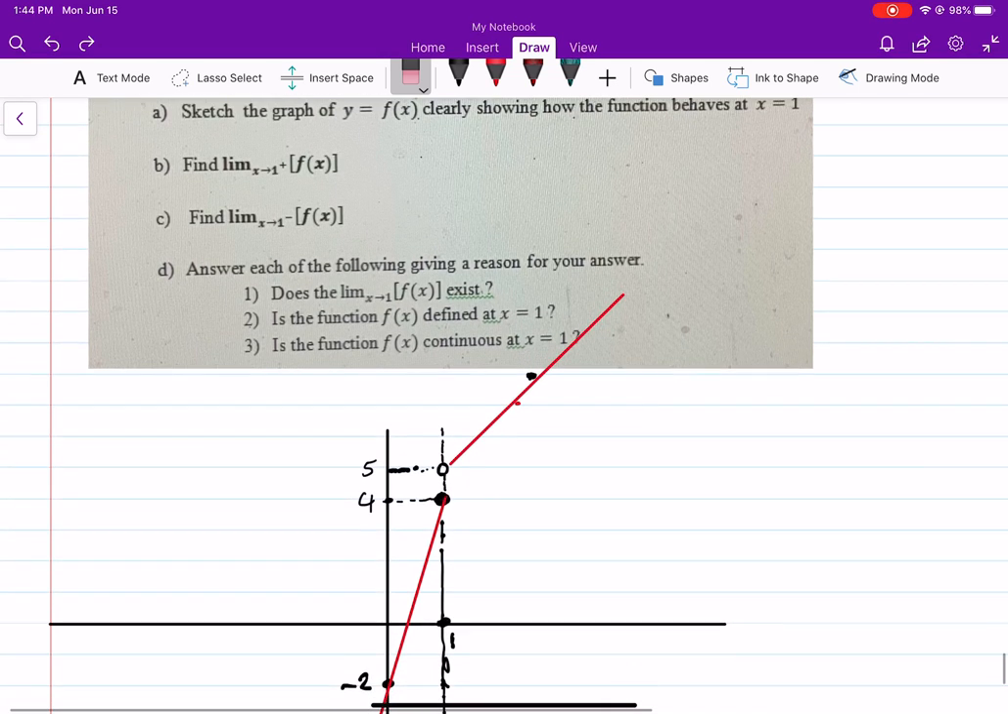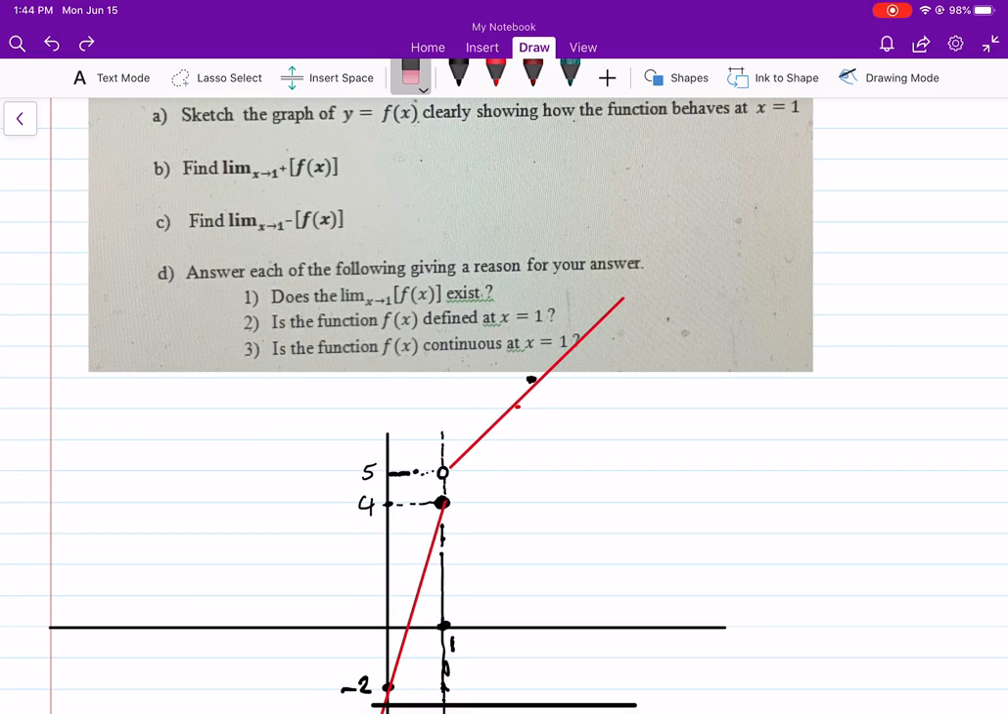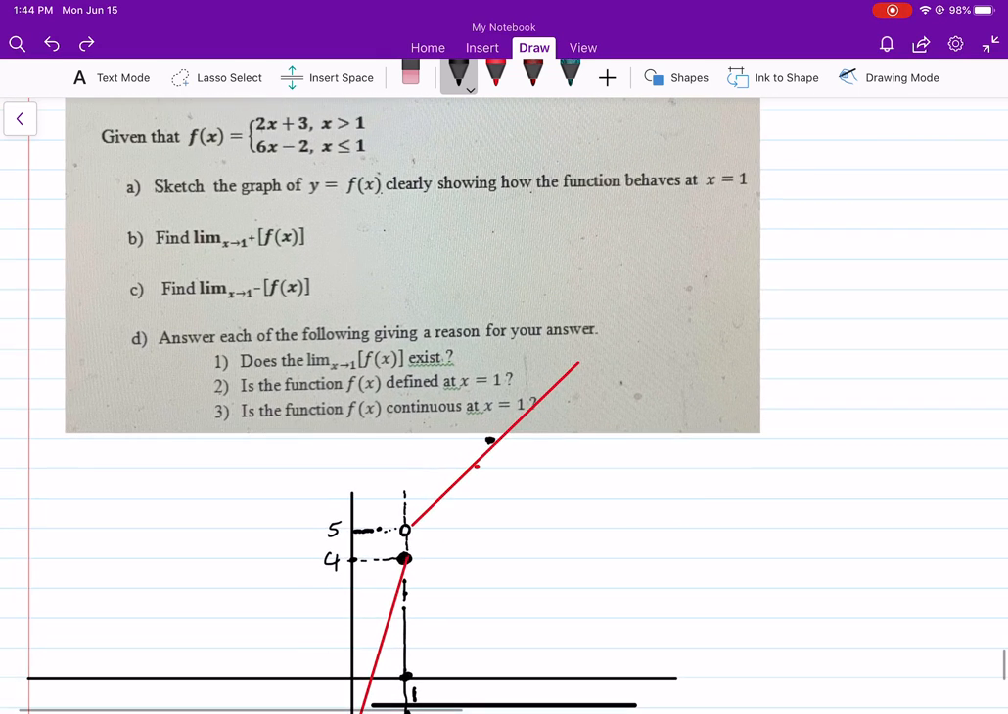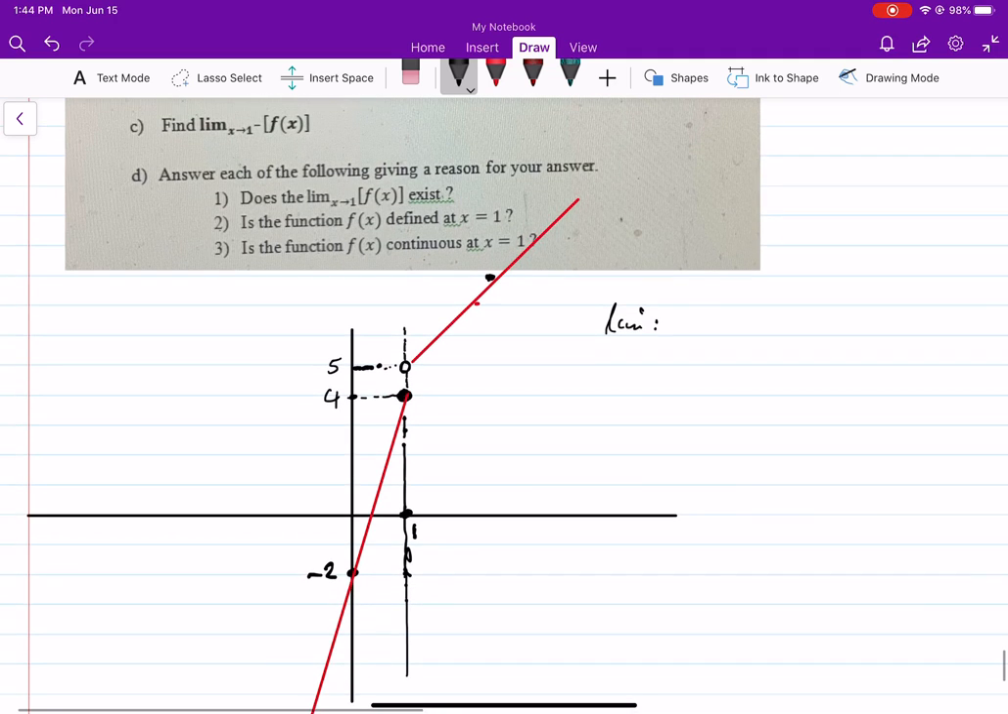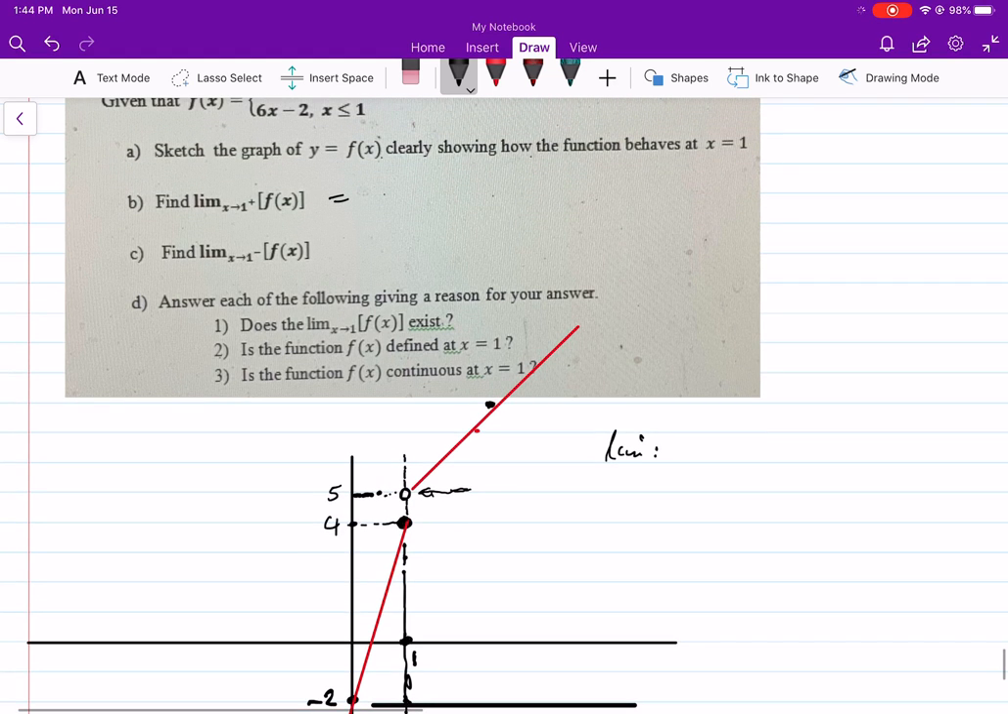So that's the sketch. Find the limit as x approaches 1 plus of f of x. That means you're approaching 1 from the right of 1. And it's clear to me that when you're approaching from the right of 1, the function is approaching 5. It never quite gets to 5, but it approaches 5. So that limit is 5.